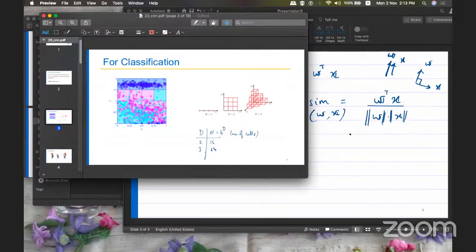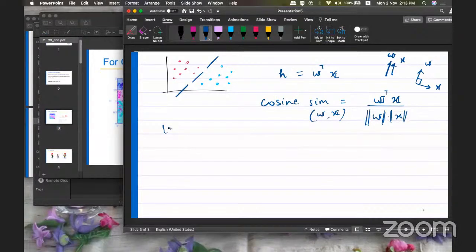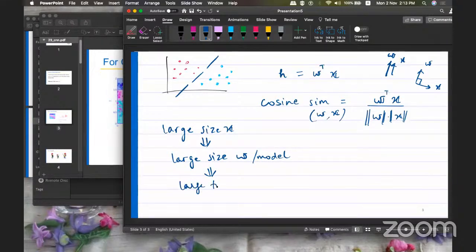Let me write it down here. Large size x implies I need a large size w, or a large model, if it is any model. And this implies I need large training data to train it properly.